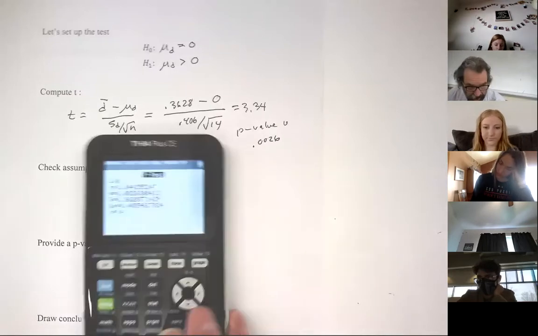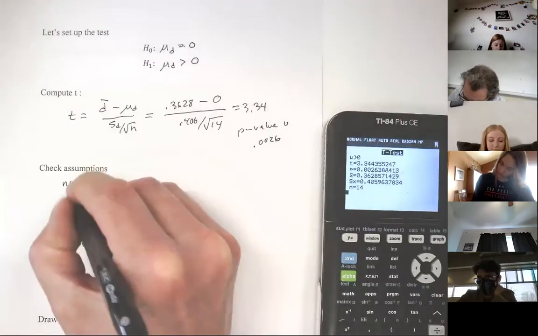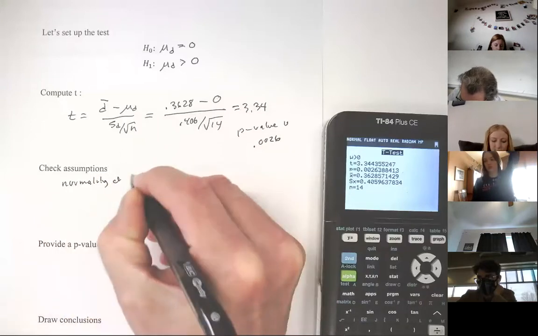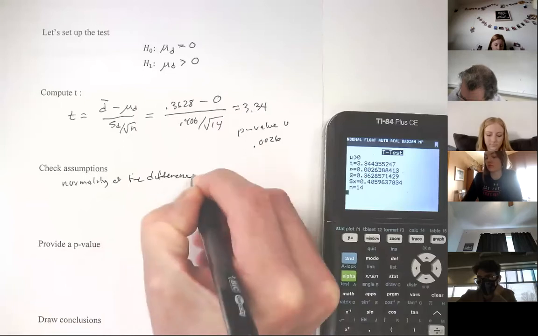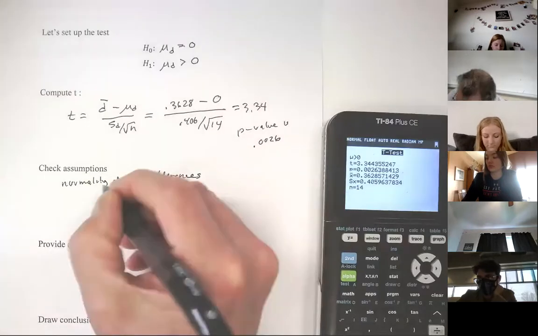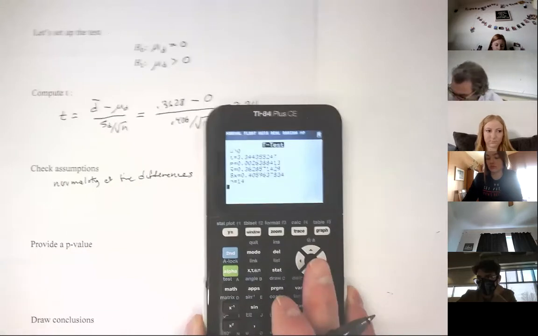So we're going to check assumptions. We need to check normality of the differences. We're not too worried because n is 14. Normal, I suppose there's a t there. Yeah. 14 is a reasonably big number. We don't want to see anything too crazy.